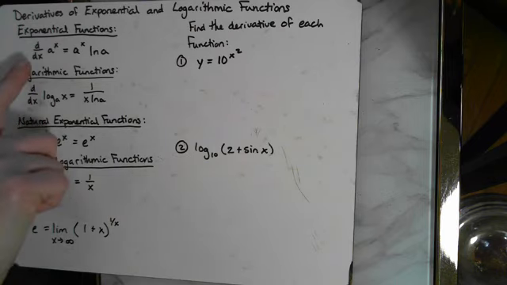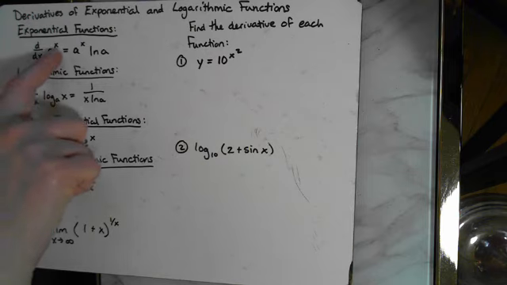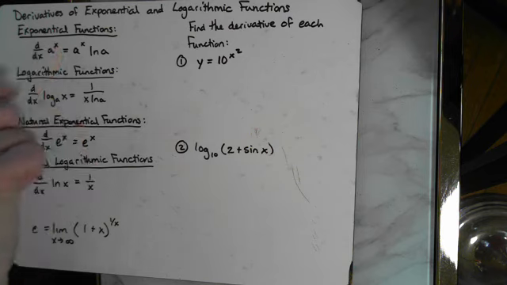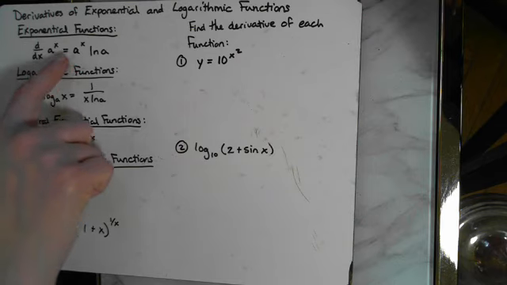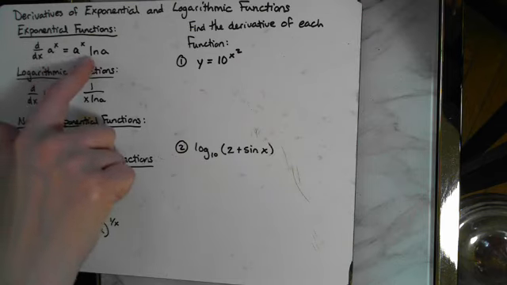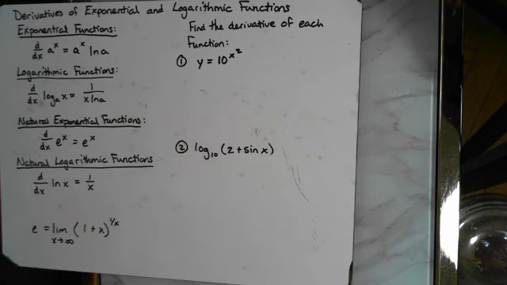For an exponential function, we have a constant raised to a variable. So a represents a number and the x is our variable. So when you do the derivative of a power function like this, it's going to equal the power function times the natural log of this base number, whatever that constant was. So let's do an example of that.